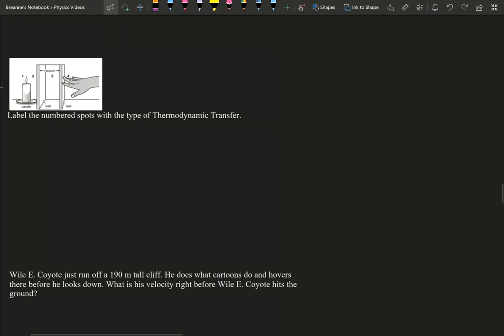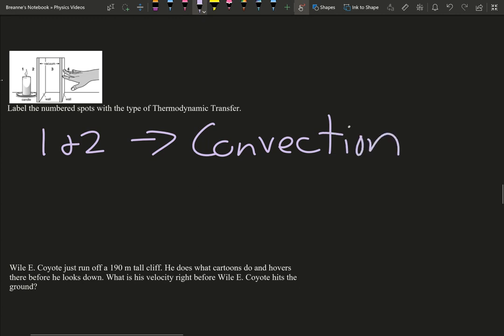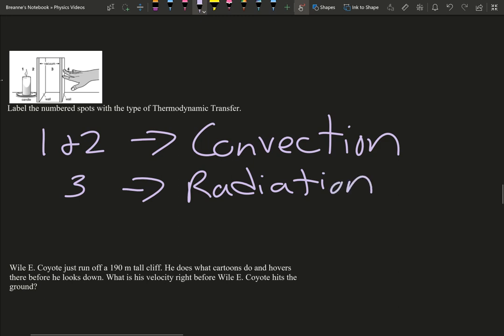So label the number spots with the type of thermodynamics transfer. So we're looking at 1 and 2, which are by the fire. By the fire there are particles moving, so 1 and 2 go with convection, because the fire is making all the particles move around it. 3 would be radiation, because it says it's a vacuum. So remember, vacuums mean there are no particles.